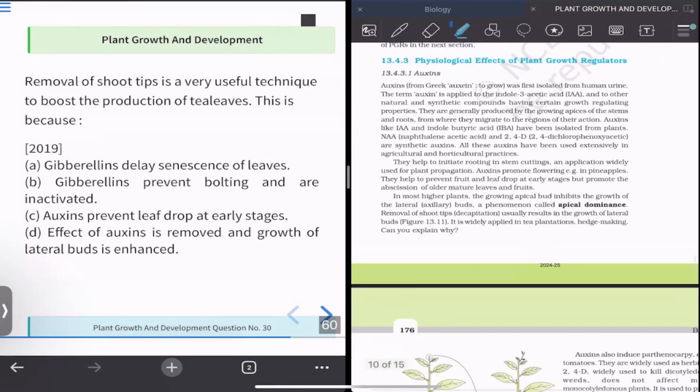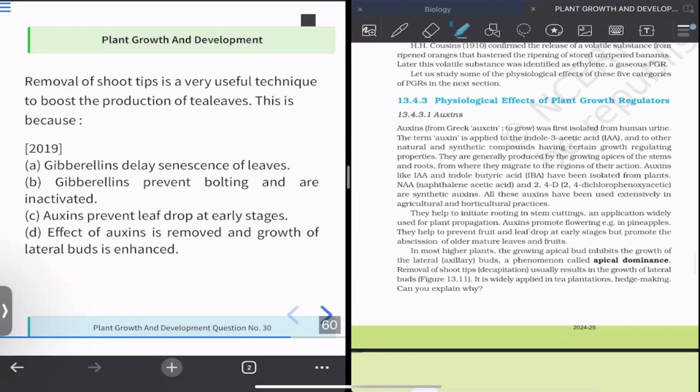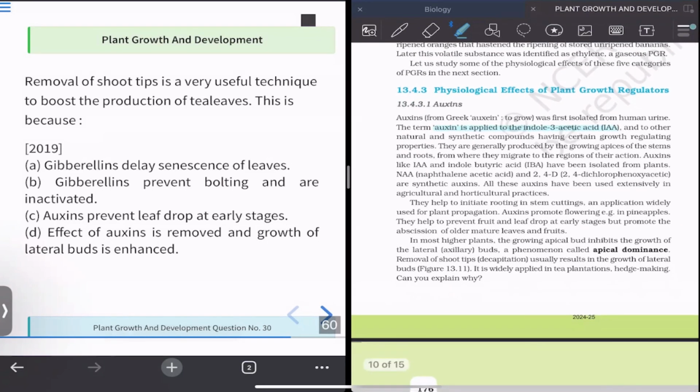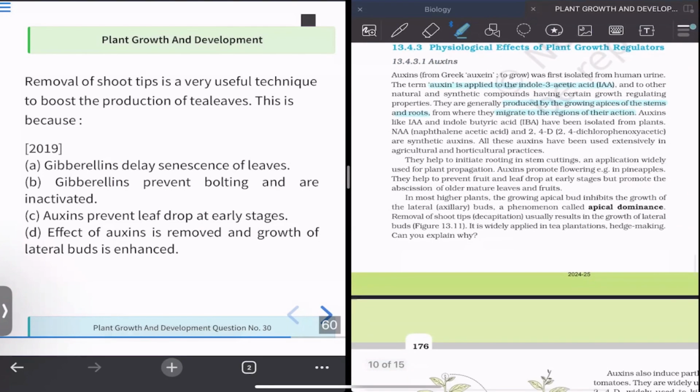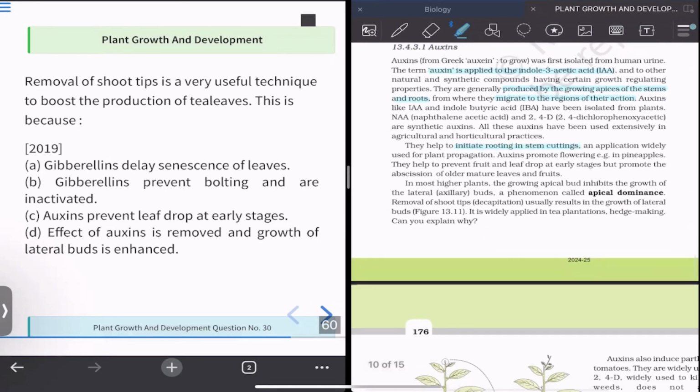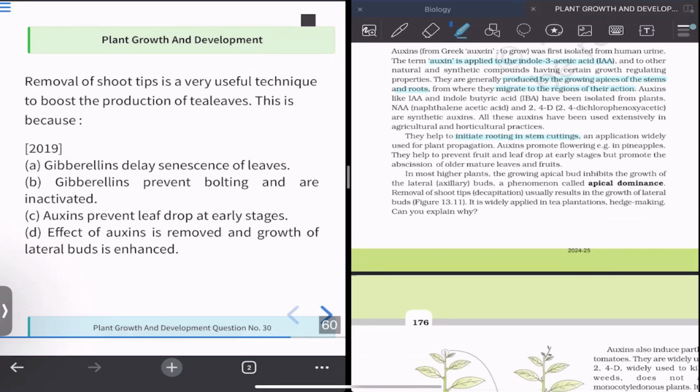So we have auxins. Okay. So auxin is actually indole 3 acetic acid. So they have growth regulating property. They are produced by the growing apices of stems and roots. Okay. And from there, they migrate to the regions of their action. All these help in initiating rooting in stem cuttings. And in most of the higher plants, the growing apical bud inhibits the growth of lateral buds. Why is this so? Because the bud produces auxin. And this phenomenon right here is known as apical dominance. So removal of shoot tips, which is known as decapitation, results in the growth of lateral buds. And this is widely used in tea plantation.